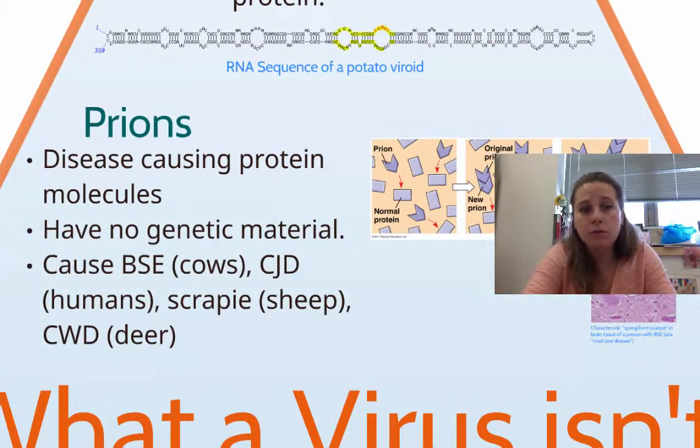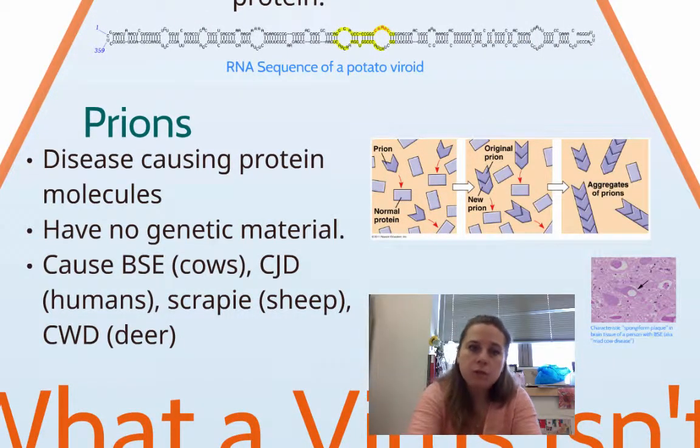And then we have prions. You guys have heard of these before. These are rogue protein molecules that are extraordinarily stable, and they're going to cause other types of disease. They're not genetic. No genetic material at all, which is wacky weird when they were first discovered.